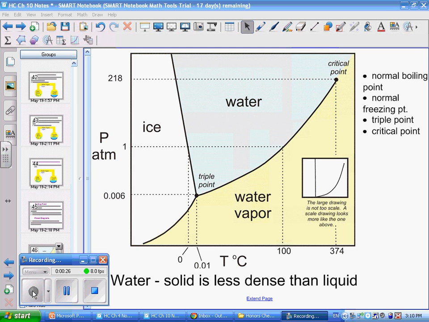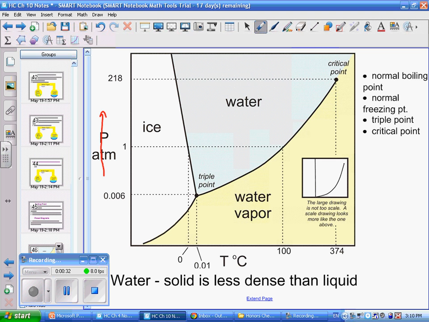And on the phase diagram, you'll notice a couple things. Let's take a look at the organization. First of all, pressure in atmospheres is increasing this way. Temperature in degrees Celsius is increasing this way. And now with water, we can recognize a couple things. I notice that here is the boiling point of water. Here is the freezing point or melting point of water. And also here's 1 atmosphere.